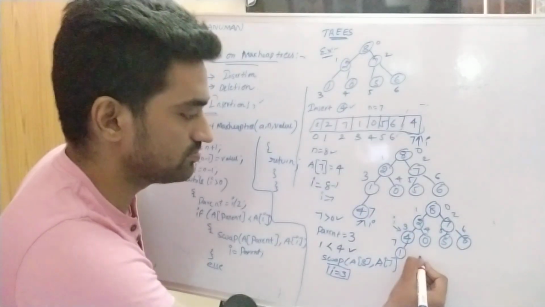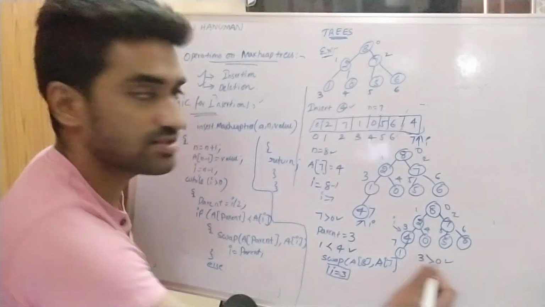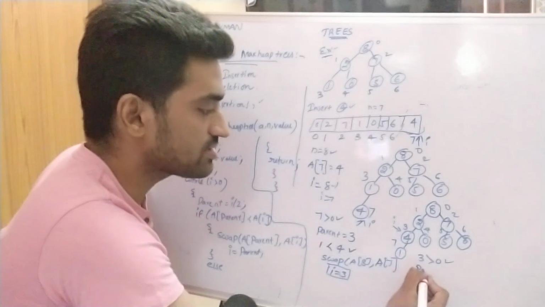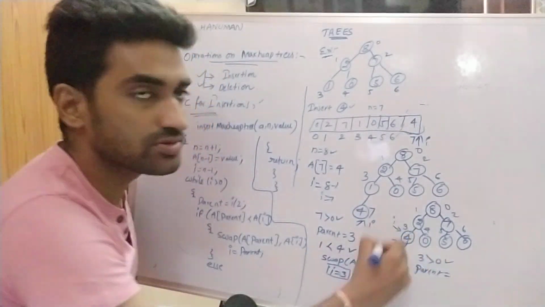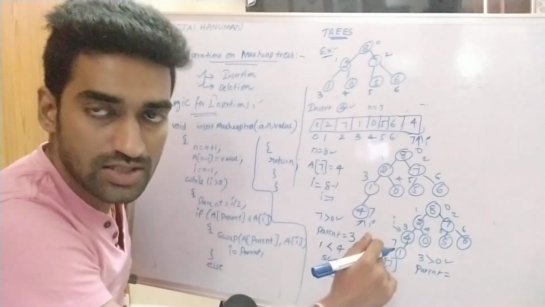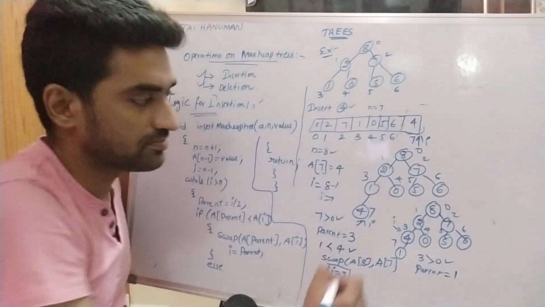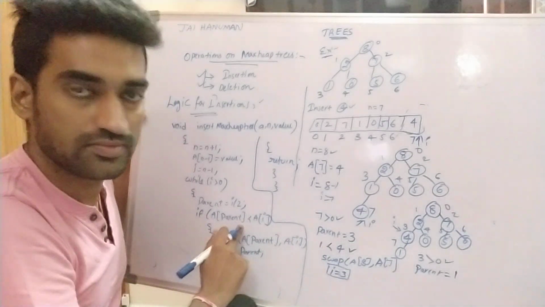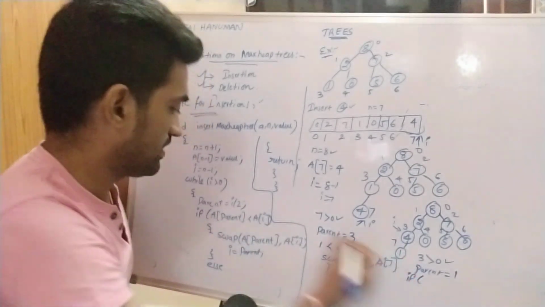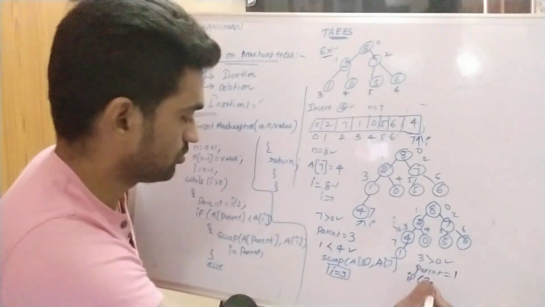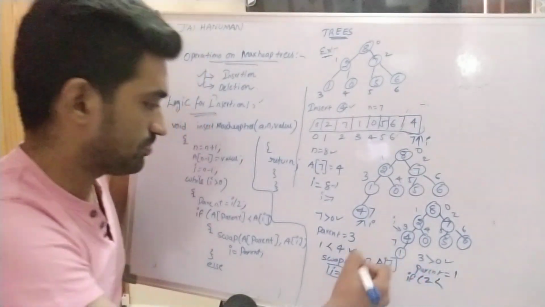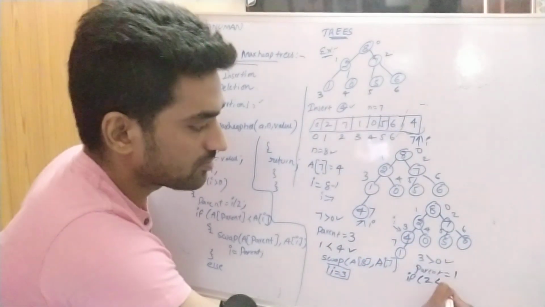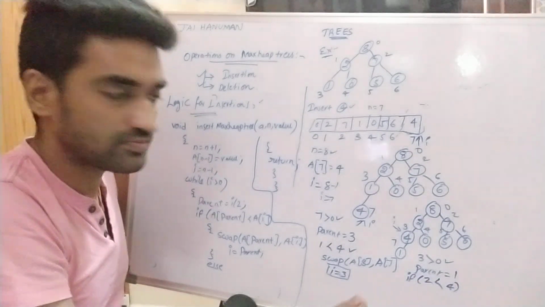So here, I greater than 0: 3 greater than 0, condition is true. Then parent is equal to I by 2. What is the I value? 3 by 2, which is equivalent to 1.5. So floor of 1.5 is 1. Then we are checking this condition: if A of parent, A of 1, which is 2, is less than A of I, which is A of 3, that is 4. 2 is less than 4. Condition is true.